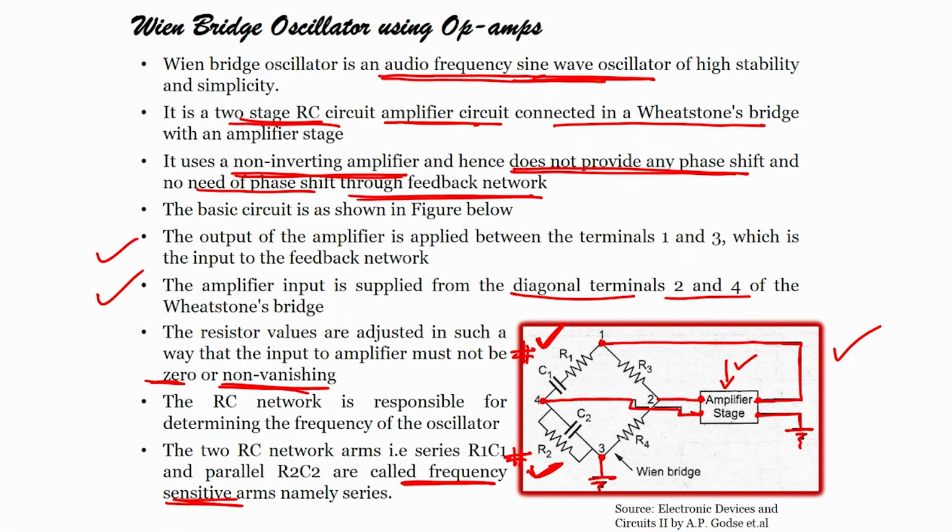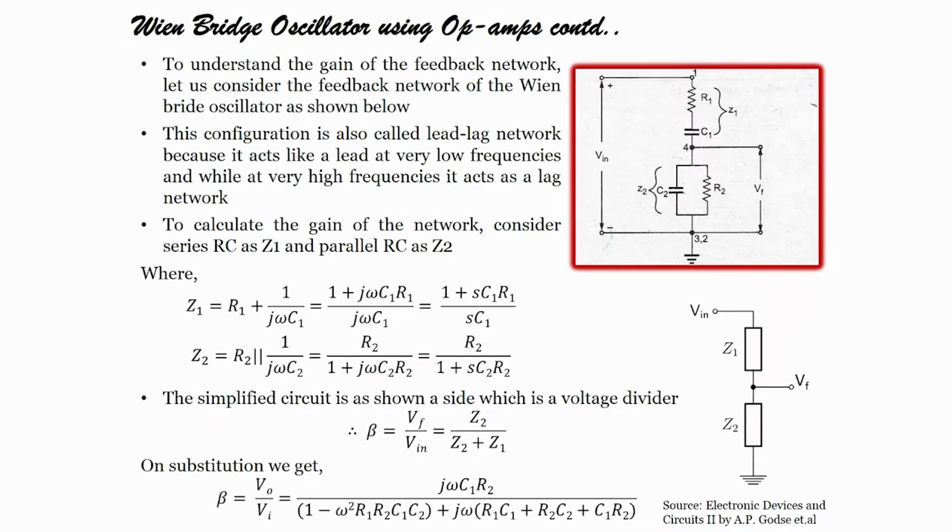Then next, resistor values are adjusted in a way that the input to the amplifier must not be 0. Okay. So, these are the few points that we have to remember, and finally, we have to remember that the R and C network is responsible for determining the frequency of the oscillator. If you understand this, then let us first look at the feedback network. So, what was the feedback network?